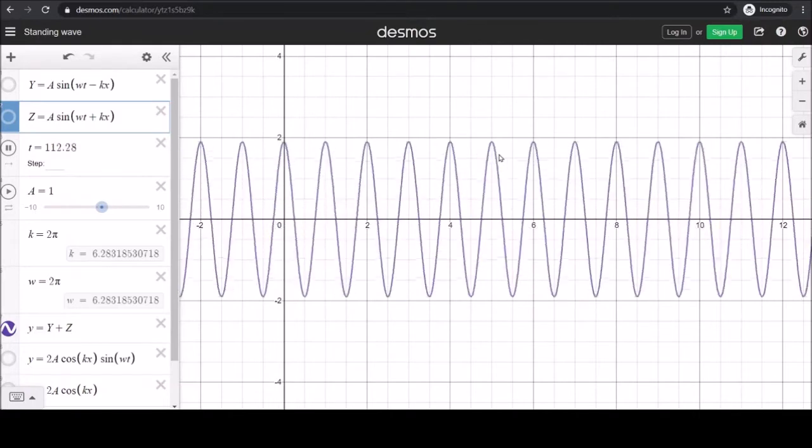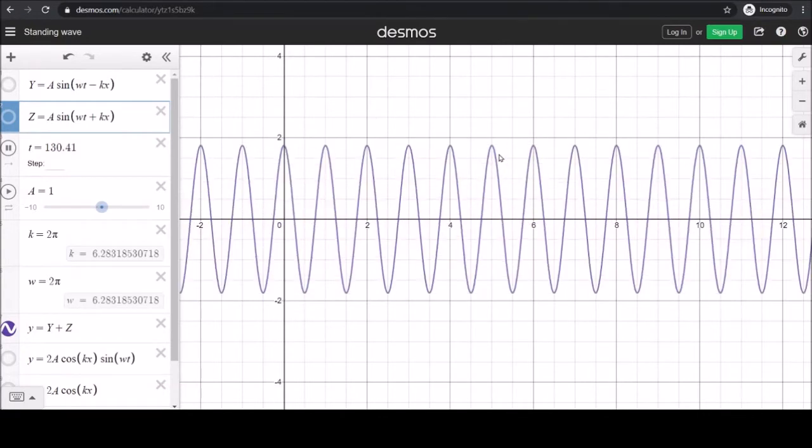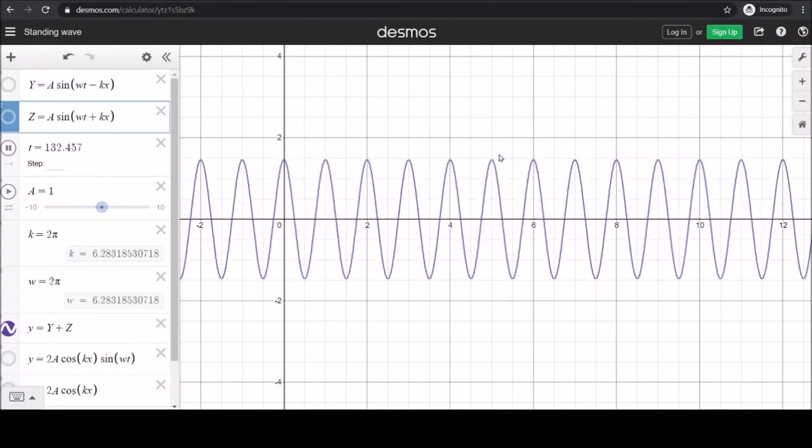Not traveling to the left, not progressing to the right. It's stationary, oscillating at its own place. It's a standing wave because it's standing, it's not traveling. So we call this either a stationary wave or a standing wave. This is how a standing wave or stationary wave looks.